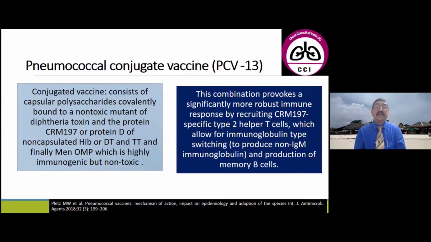So PCV13 generates the memory B cells. It is long acting. Once you give PCV13, the effect lasts for a longer period of time because it stimulates or enhances the memory B cells. So it acts very profoundly and for a longer time against Streptococcus pneumoniae, and thereby it prevents the disease process for a longer period of time.